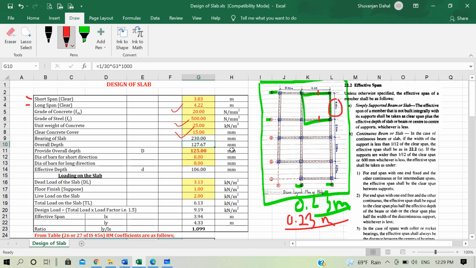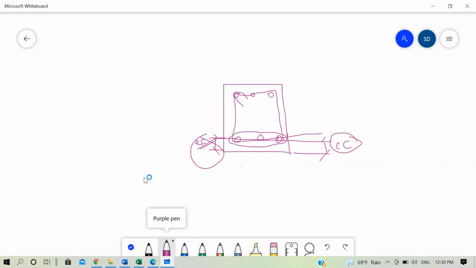Even in our preliminary design, we obtained the thickness of our slab to be somewhere around 125 or 130 mm. So first let us suppose that the overall depth of our slab is 125 mm, and let us suppose that the bars in the short and in the long direction are 8 mm. So what will be the effective depth?